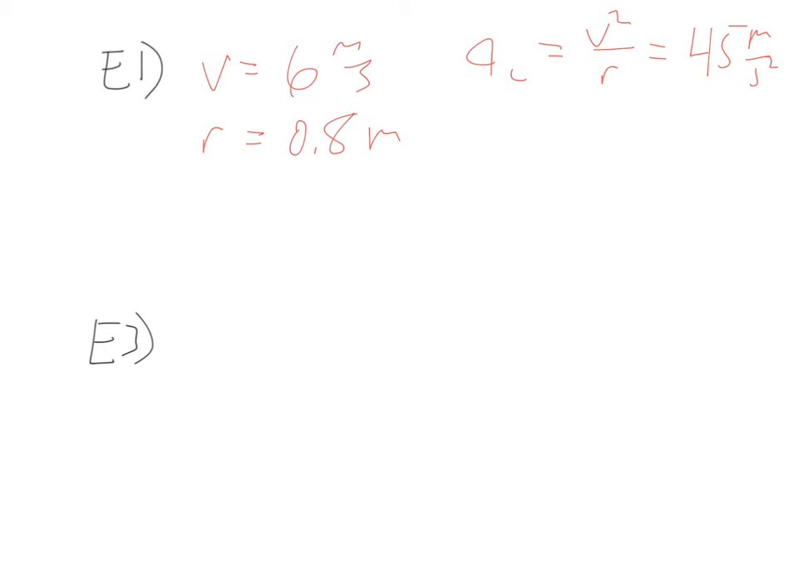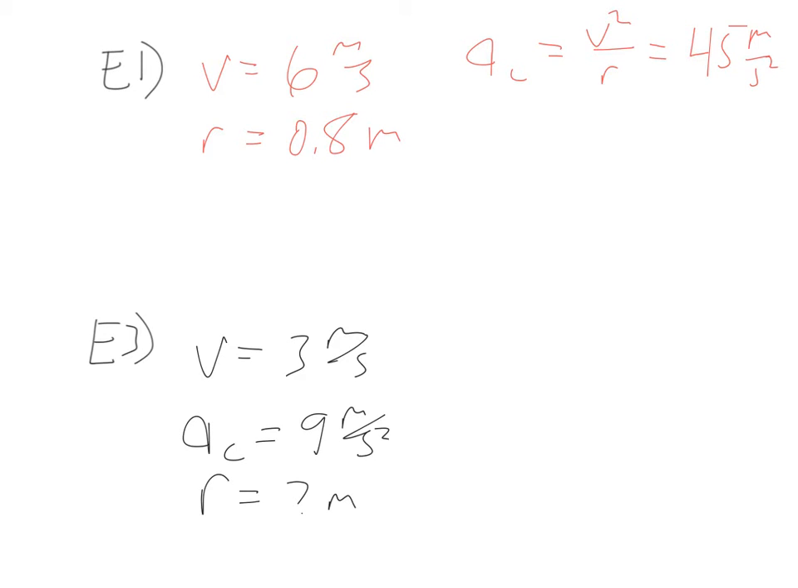Now, for exercise 3, we're given a constant speed. We have a different ball moving at a different speed, 3 meters per second. And we're given that it has a centripetal acceleration of 9 meters per second squared, and we're asked to find the radius of the circle.